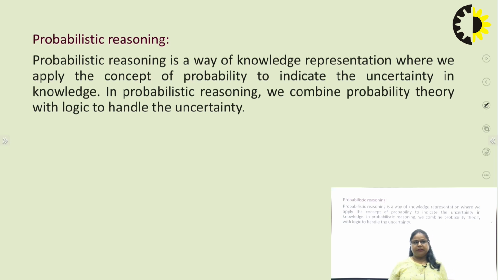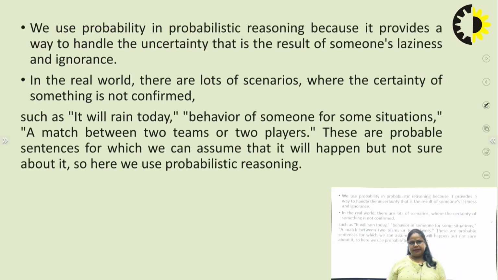So the proper definition of probabilistic reasoning is: it is a way of knowledge representation where we apply the concept of probability to indicate the uncertainty in knowledge, in which we combine probability theory with logic to handle the uncertainty in the data. It is called probabilistic reasoning. We use probability because we have to handle uncertainty, which is the result of someone's laziness or ignorance of the confirmation of data.